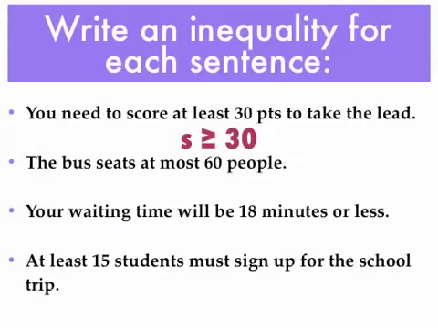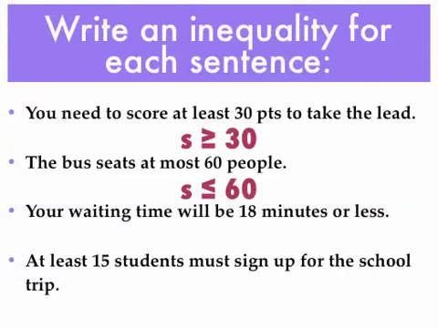The next one says the bus seats at most 60 people. If a bus can only seat 60 people, that means that there can be no more than 60. 60 would be the maximum number of people that you could have. So, to write an inequality for this, I'm again going to use the variable s, and s has to be less than or equal to 60, because if you think about a bus, you can't fit more people on than you have the number of seats. That's just not safe, and you're not supposed to.